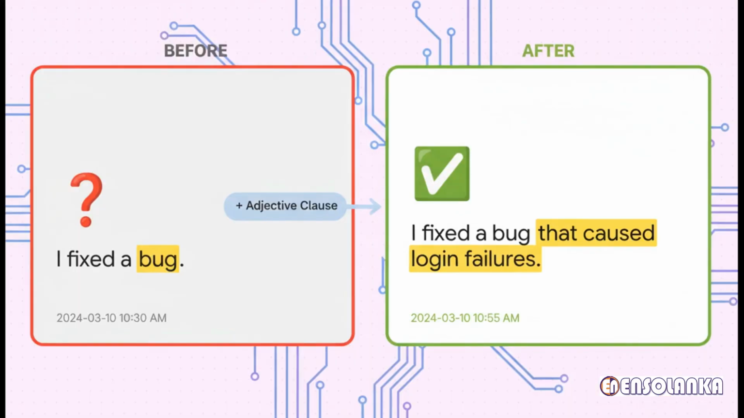Okay, check this out. On the left, you've got "I fixed a bug." Okay, simple enough, but your team is left thinking, which bug? There are probably dozens. But on the right, "I fixed a bug that caused login failures." Boom. Instantly, everybody knows the context, they know the impact. That little bit of extra detail, that's what we're talking about. And it's all powered by this one simple tool.